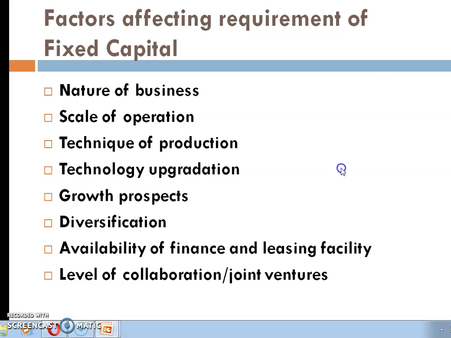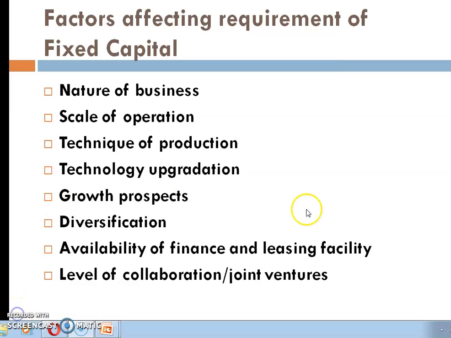Okay. Fourth factor is technology upgradation. Now the organizations which use assets like computers, these become obsolete very soon. So they require technological upgradation. For that fixed capital would be required, yes or no? So in that case fixed capital is required more, but in companies where technological upgradation is slow, they may require less fixed capital as they can manage with old machines.